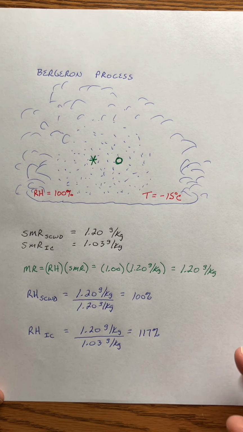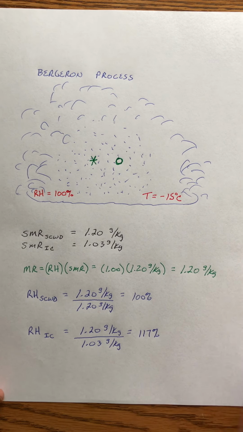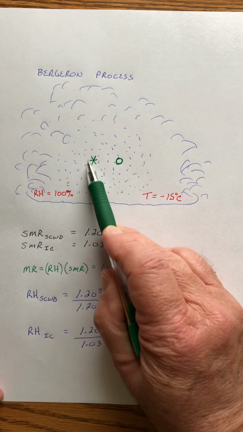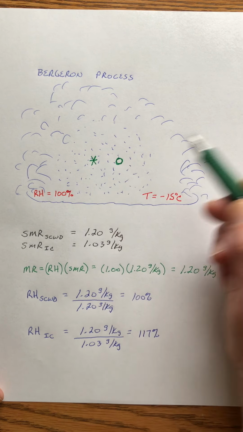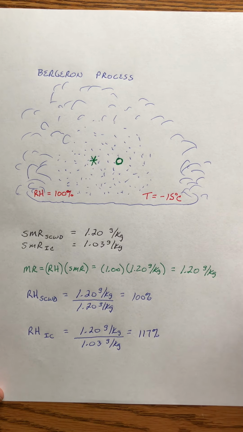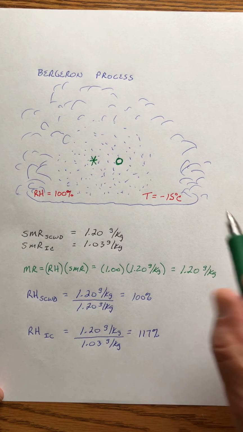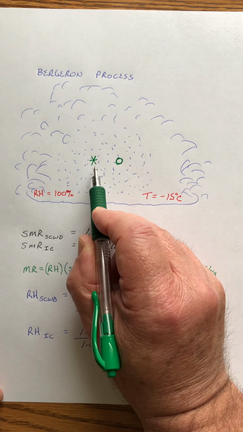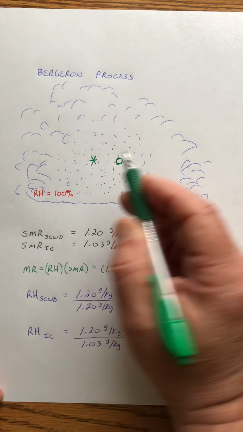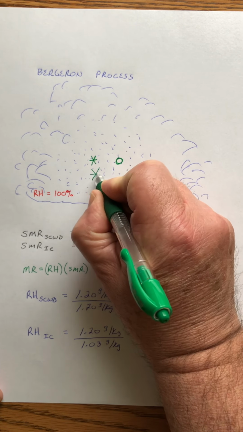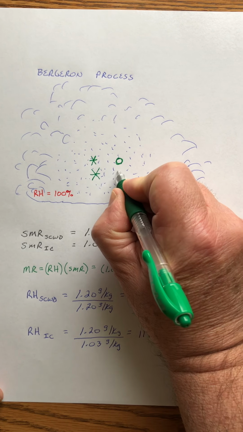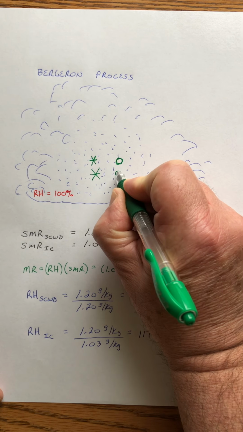Now that's a theoretical relative humidity, but the importance of it is that it creates supersaturated conditions around the ice crystal and only saturated conditions around the supercooled water droplet. So over time, what's going to happen is we've created a steeper saturation gradient around the ice crystal. So the ice crystal is actually going to grow, and the supercooled water droplet is going to start to shrink.